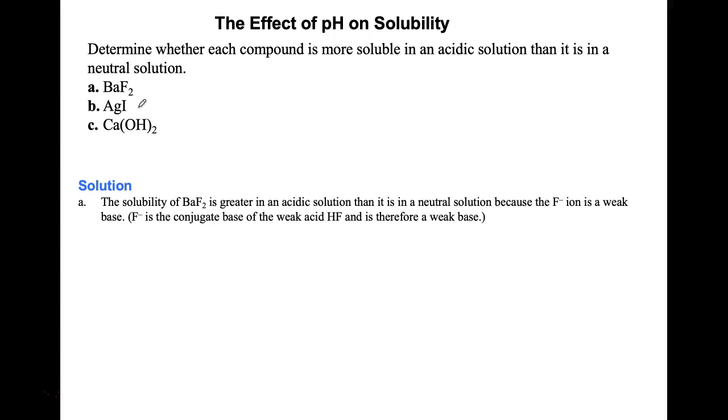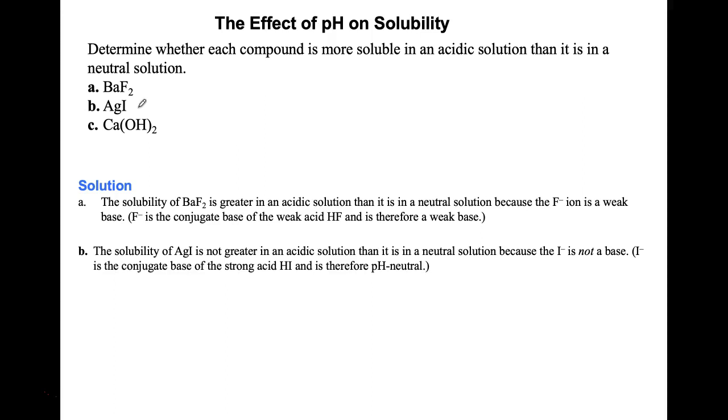For A, the solubility of barium fluoride is greater in an acid solution than it is in a neutral solution, because the fluoride ion is a weak base, fluoride being the conjugate of the weak acid HF. How about for B? You might think B is the same, but let's check it out. Solubility of silver iodide is not greater in an acid. Why? Because the iodide is not a base. Because iodide is from the strong acid HI. Strong acid, weak base. Therefore, the pH will be neutral. So therefore, silver iodide would dissolve just as well in water as it would in an acid.